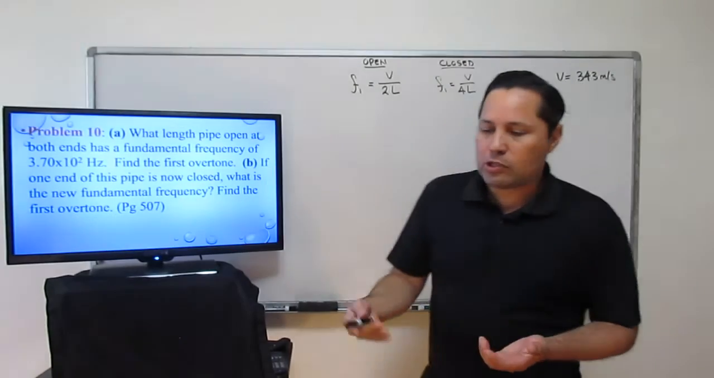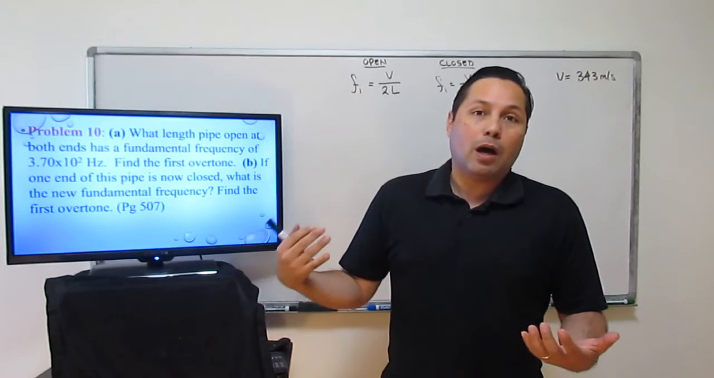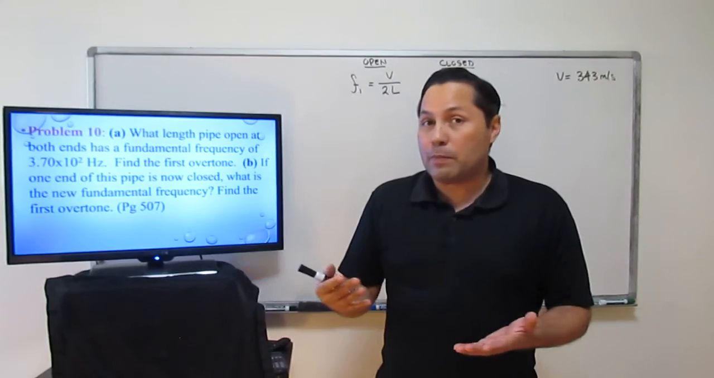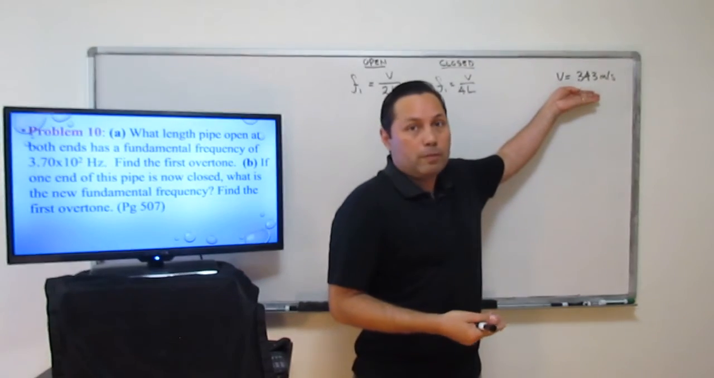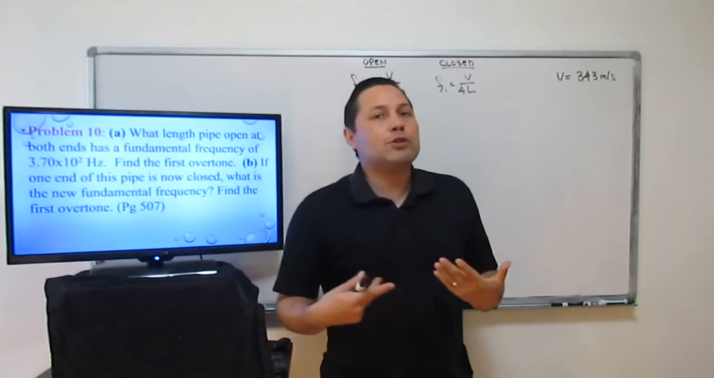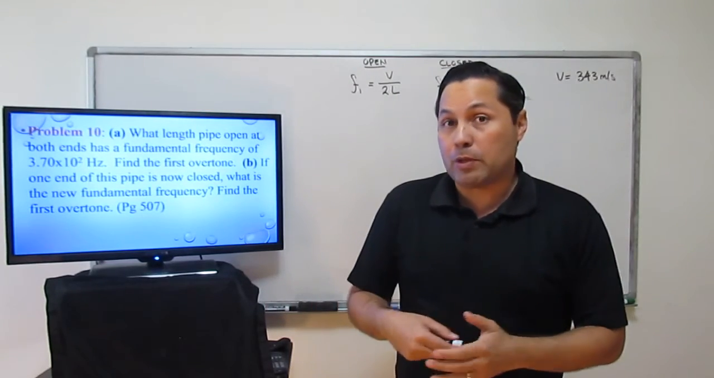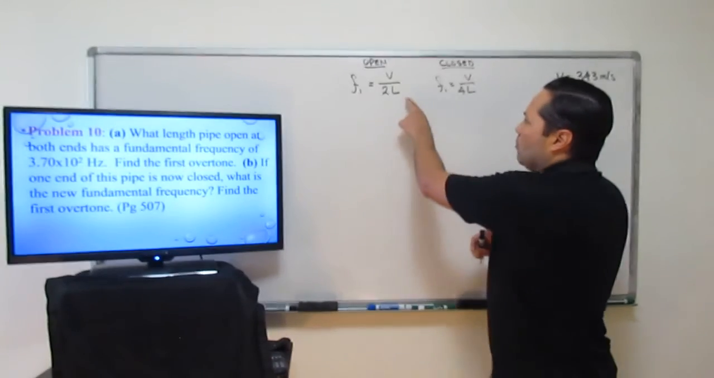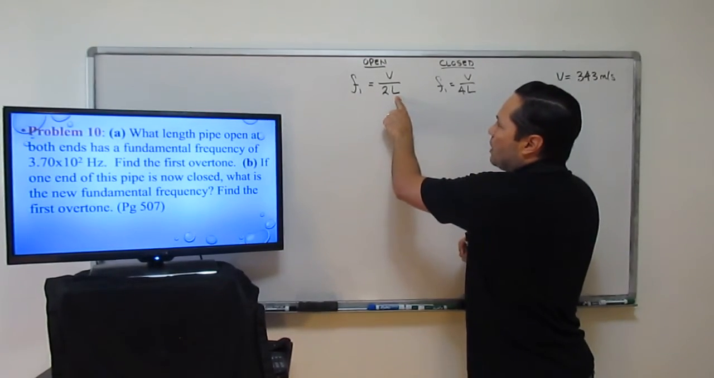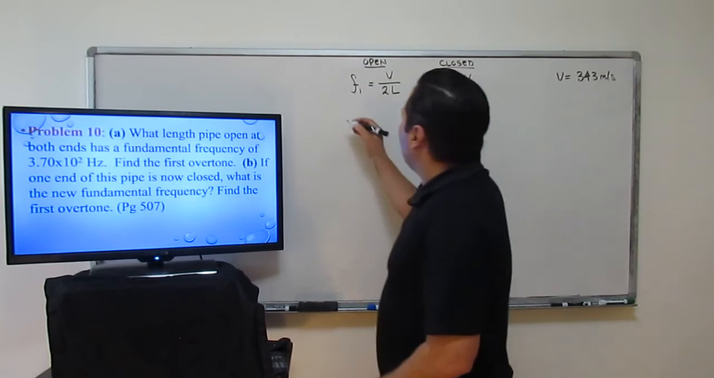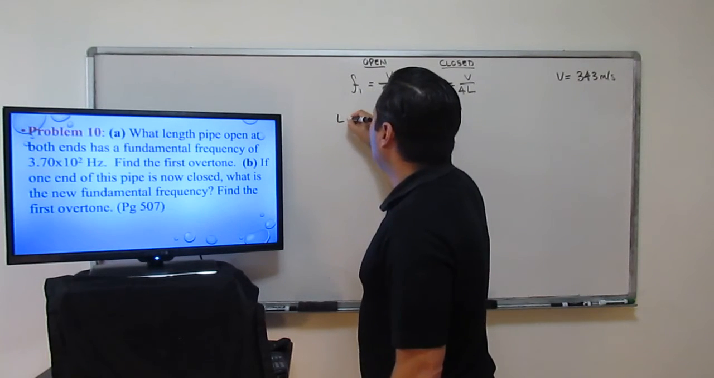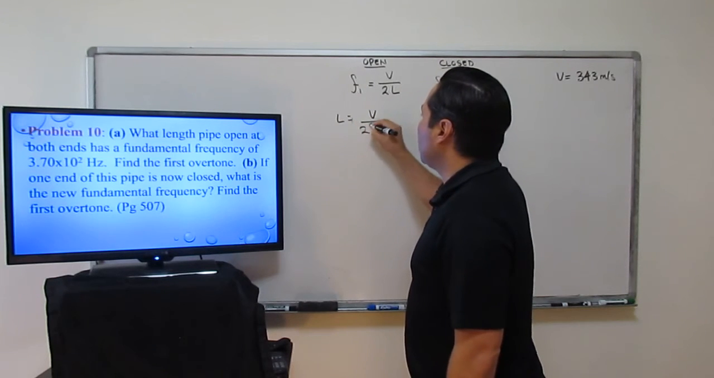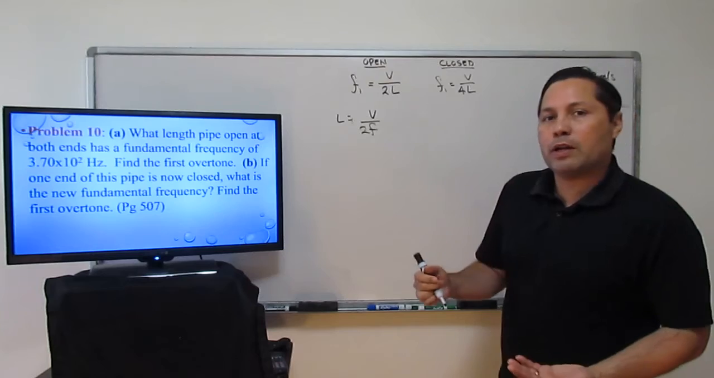Whenever the velocity is not given to you, you assume that it is the velocity of sound at room temperature, so that will be 343 meters per second. So if not given to you, then you assume that we are at room temperature, therefore it's 343 meters per second. So now that we have this, let's move stuff around so we can solve for the length. I'm going to multiply both sides by L and divide by the frequency. So it'll end up looking like this, velocity over 2 times the frequency. So that's going to give us the length.